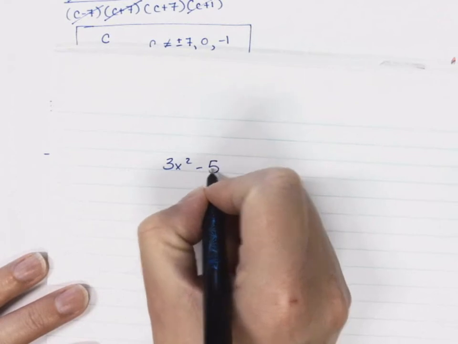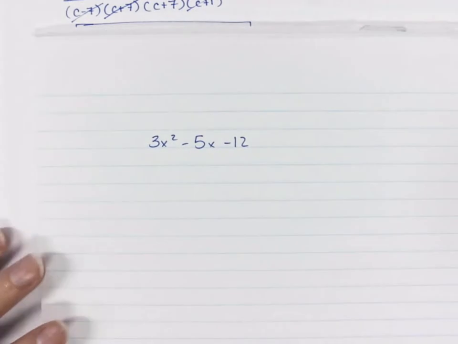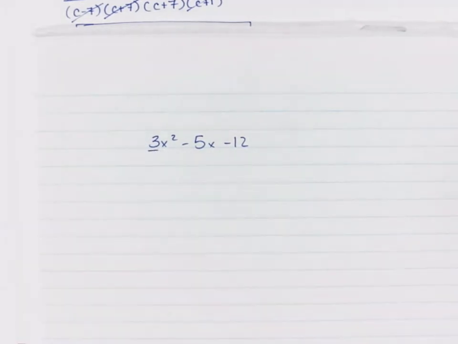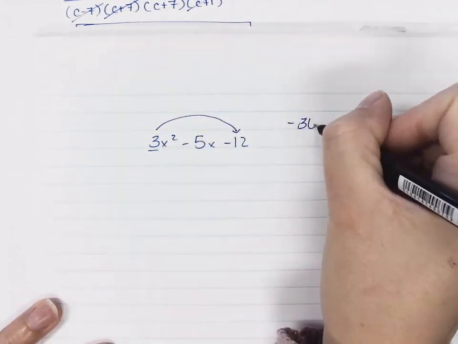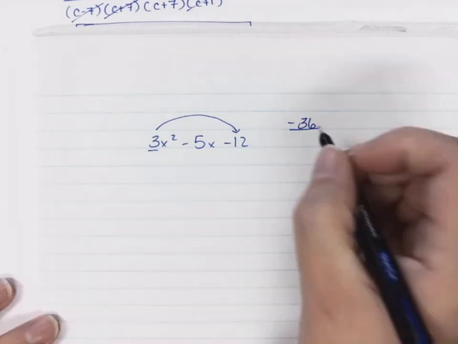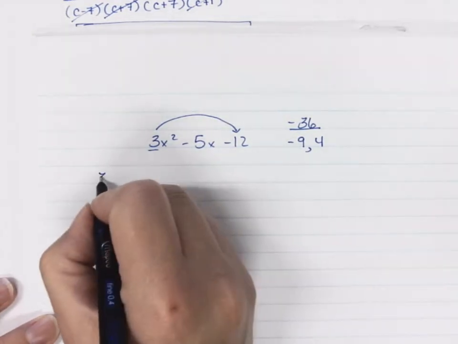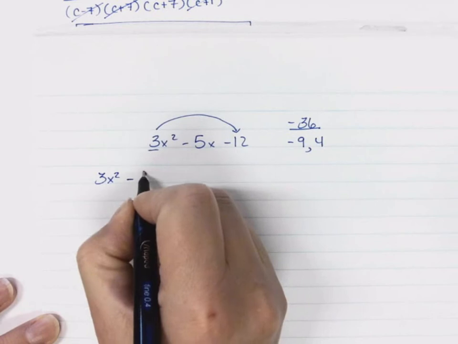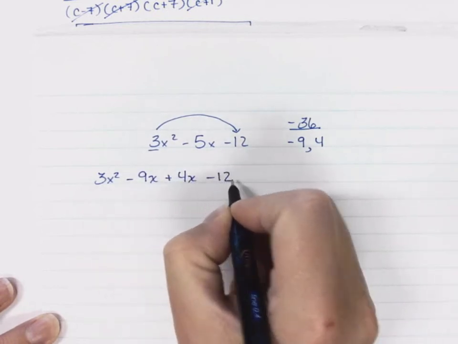3x squared minus 5x minus 12. So complex factoring, we call this complex factoring because there's a coefficient in front of the x squared. Step 1, multiply front and back. That gives me negative 36. What factors in negative 36 add up to negative 5? Right? So we're going to rewrite the 3x squared. We're going to minus 9x. We're going to add 4x. We're going to minus 12.